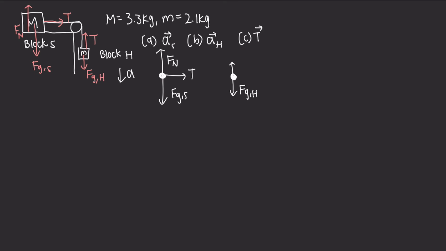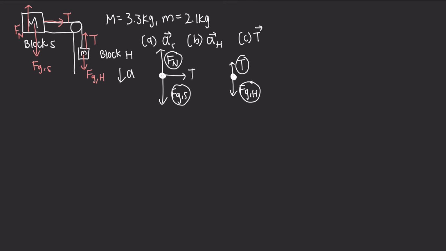And notice how I draw these forces so their magnitudes are relative to each other, because T over here should be less than the force of gravity on block H, so the arrow is thus shorter. But the normal force here is equal to the force of gravity on block S, so the arrows are of equal magnitude or size.